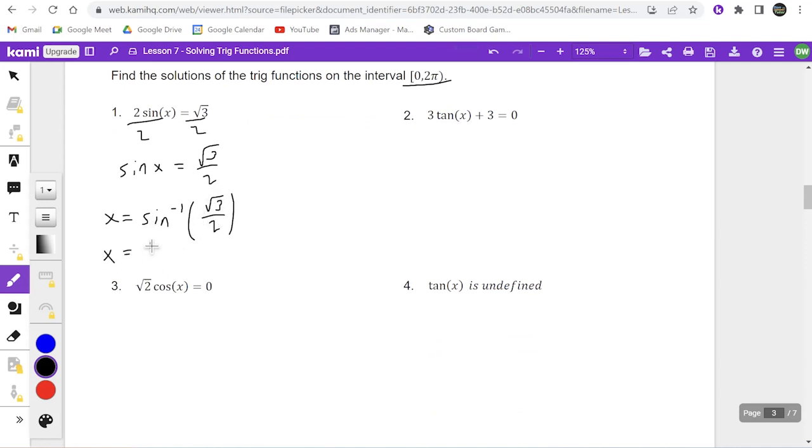And our answer is x equals pi over 3 and 2 pi over 3. Because that's where it's positive, and that's where the sine equals root 3 over 2. Any questions on that first one?